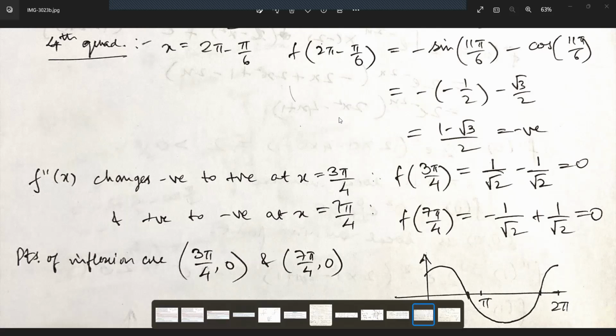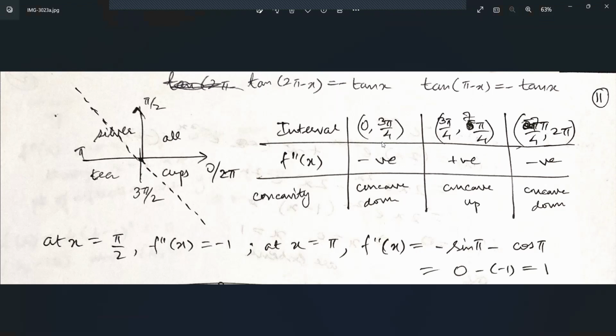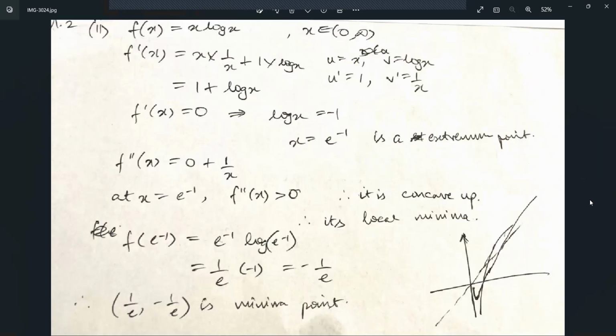So going and putting that into this table, I have f double prime as negative here, positive here, and negative here again. So concavity wise, it is concave down here, concave up in this interval, and again concave down in this interval.